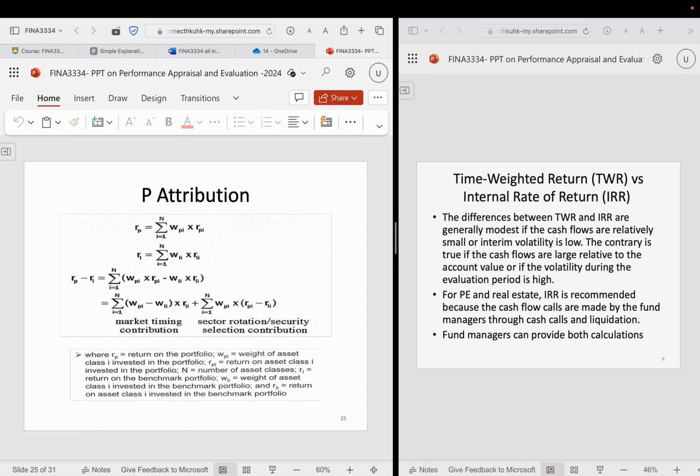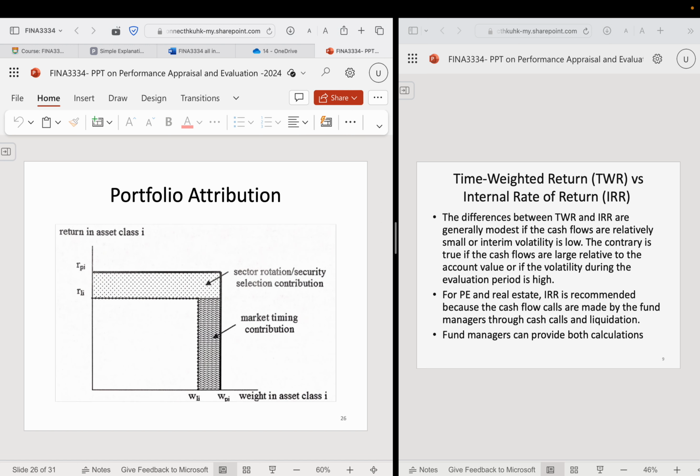If you want to separate the overall thing, this is the diagram to show the sector rotation and market timing contribution. So what kind of return is attributed to market timing, and what kind of return is attributed to stock selection? I can give you a very good example. Let's work together on this one example.